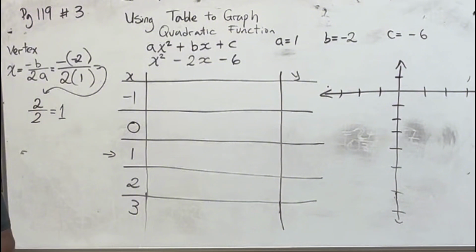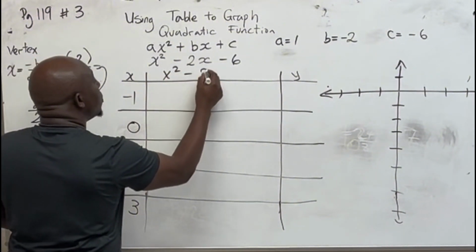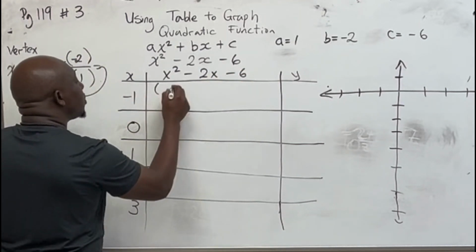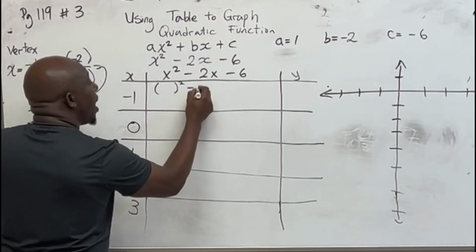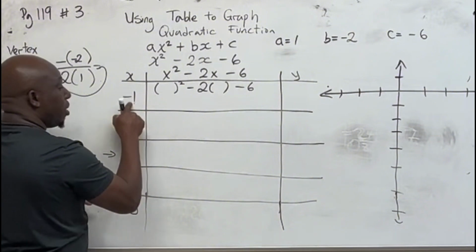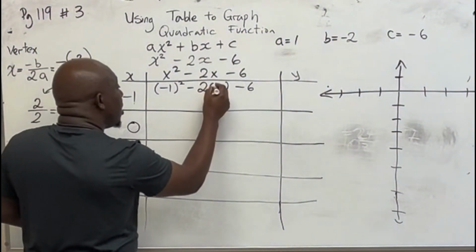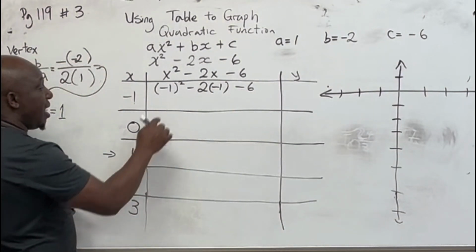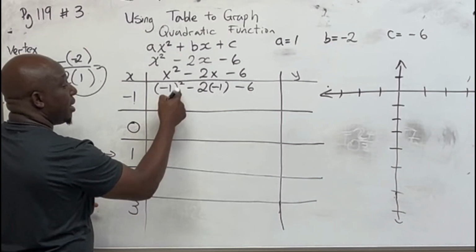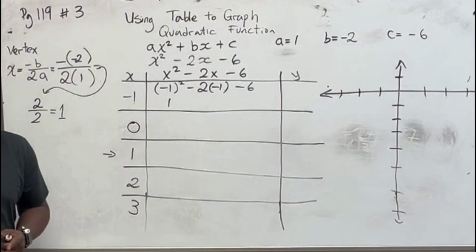And all you have to do now is use this: x squared minus 2x minus 6. So what is x? Negative 1. You see how I do it in parentheses? Negative 1. Now, what is negative 1 times negative 1? Negative 1 squared gives me what? 1. Negative times negative is what?